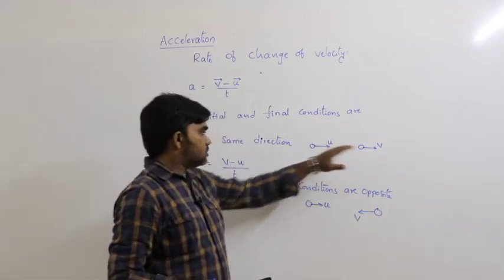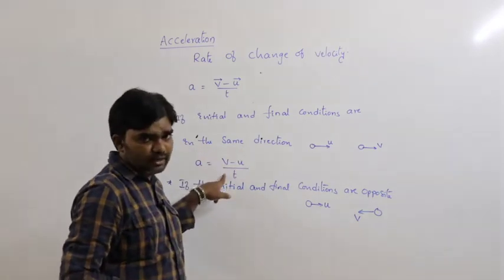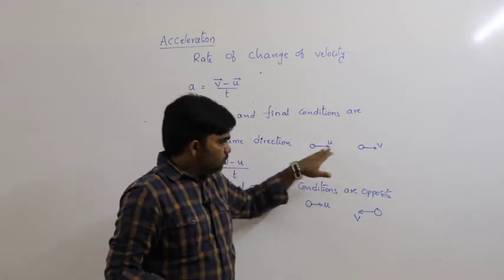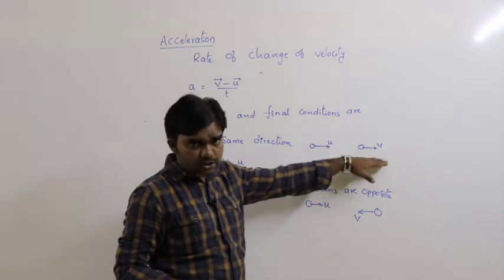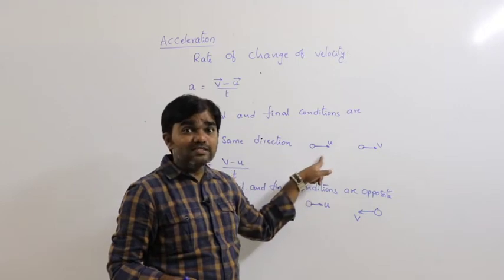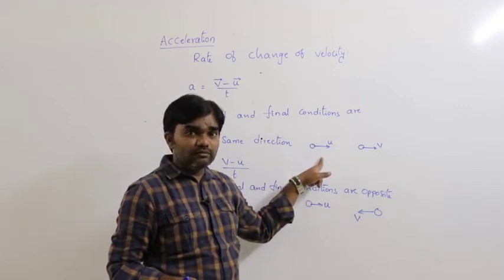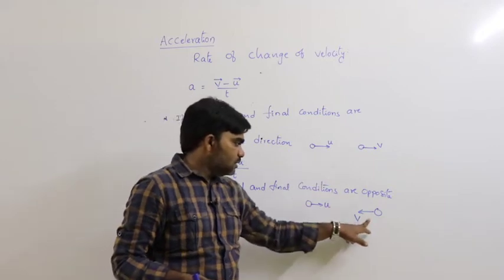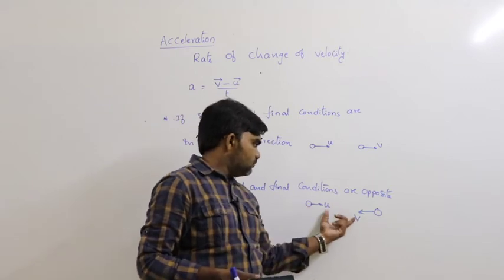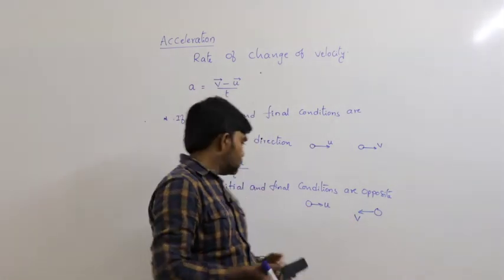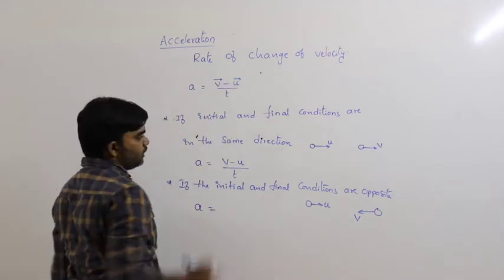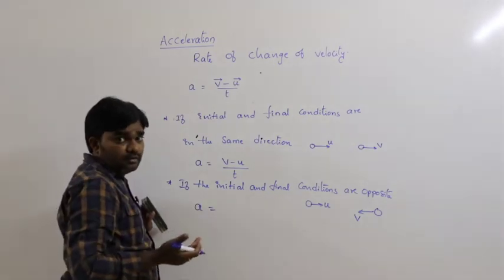If both are in the same direction, the condition is change in velocity by time, or rate of change of velocity, so final minus initial. Both are in the positive x-axis. But here this v is considered positive and u is negative. That means here the initial conditions are opposite in direction and here it is v minus u. So the general acceleration formula is v bar minus u bar divided by t.